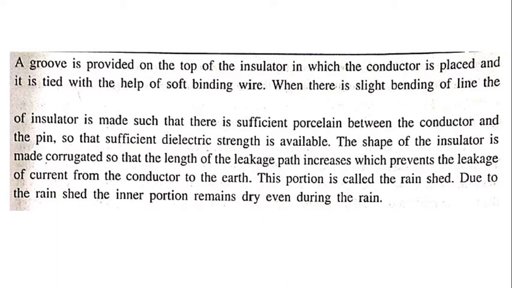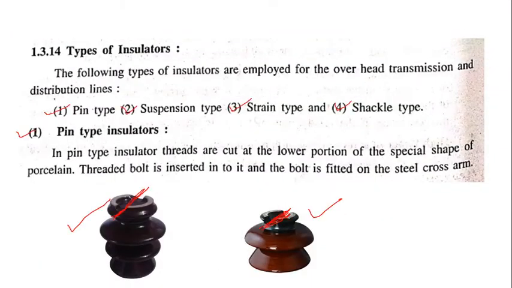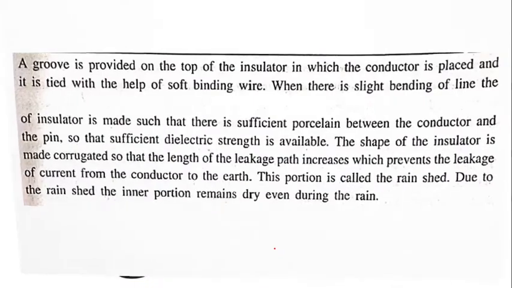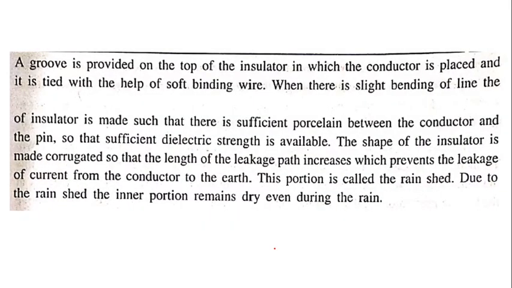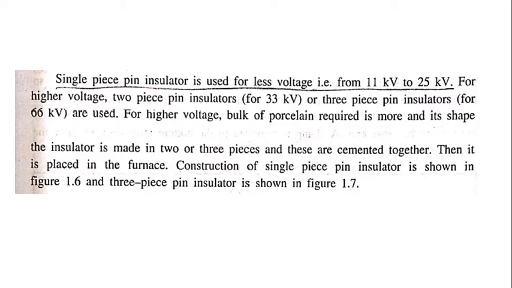The shape of the insulator is made corrugated so that the length of the leakage path increases, which prevents the leakage of current from the conductor to earth. This is called a rain shed. Due to the rain shed, the inner portion remains dry even when there is rain. So whenever it rains, in the monsoon season, the lower part is not going to be affected by the rain condition. So the dielectric strength is also maintained at that time.